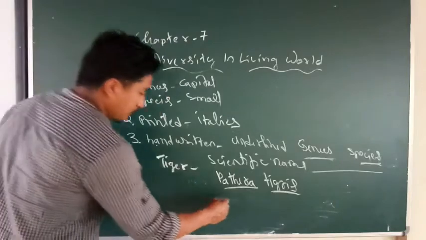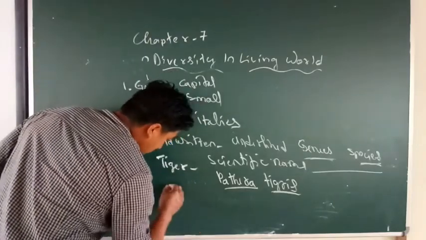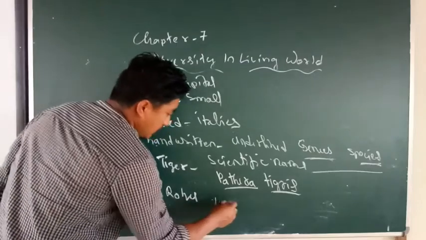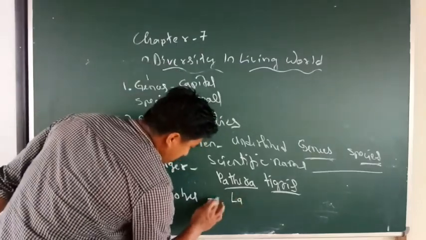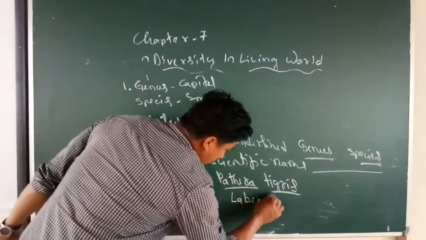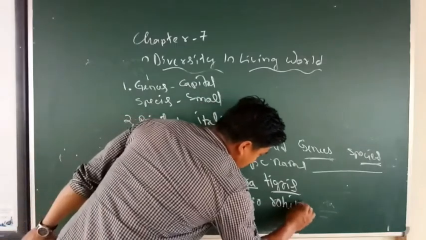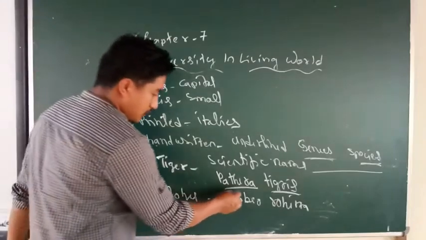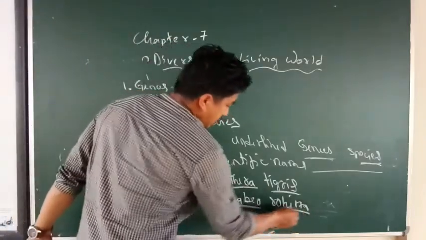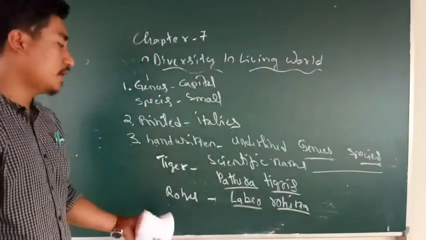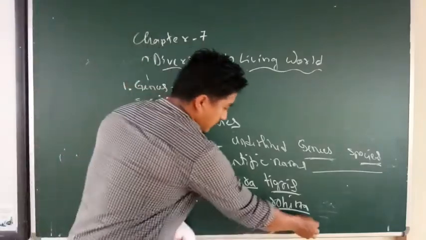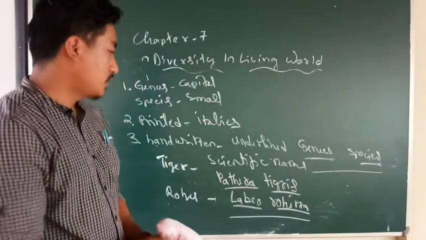Another example is rohu fish. Scientific name is Labeo rohita. This is the scientific name of rohu fish. This is the genus, this is the species. So in that way you have to write separately and underline separately, not together.